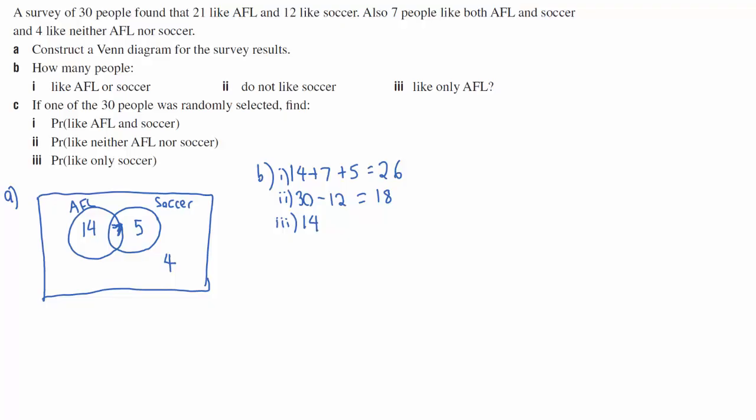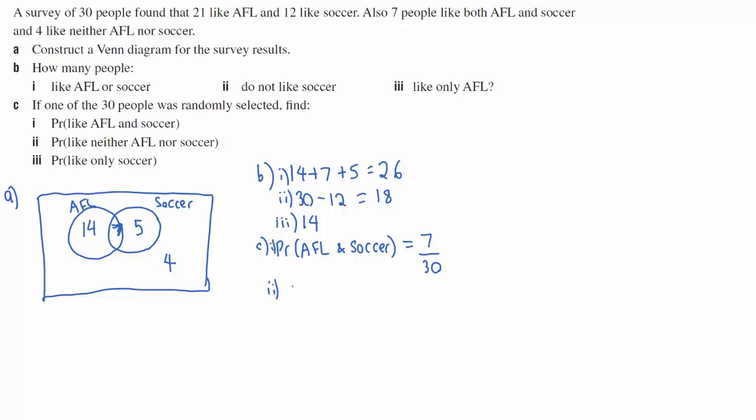So if one of the 30 people was randomly selected, what's the probability that they like AFL and soccer? There are 7 people who like both AFL and soccer, and there are 30 people in total. So the probability will be 7 out of 30.